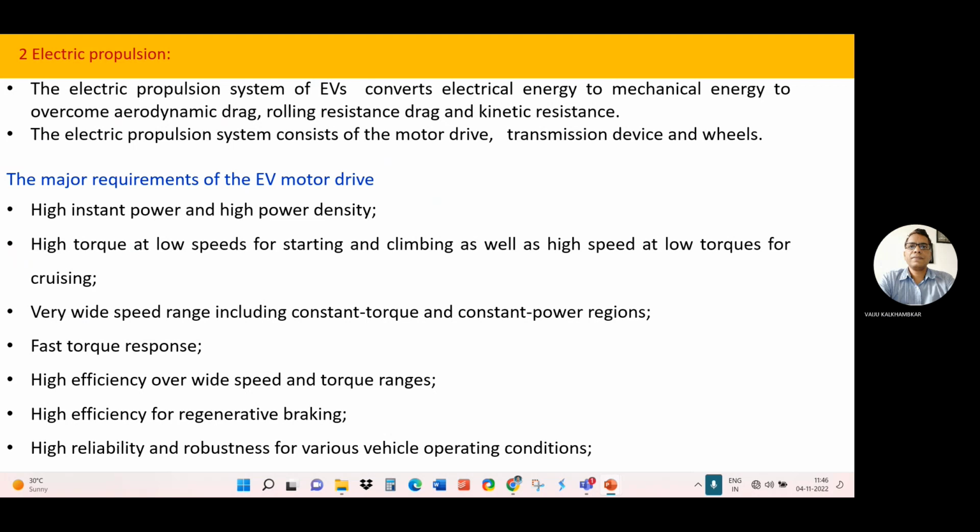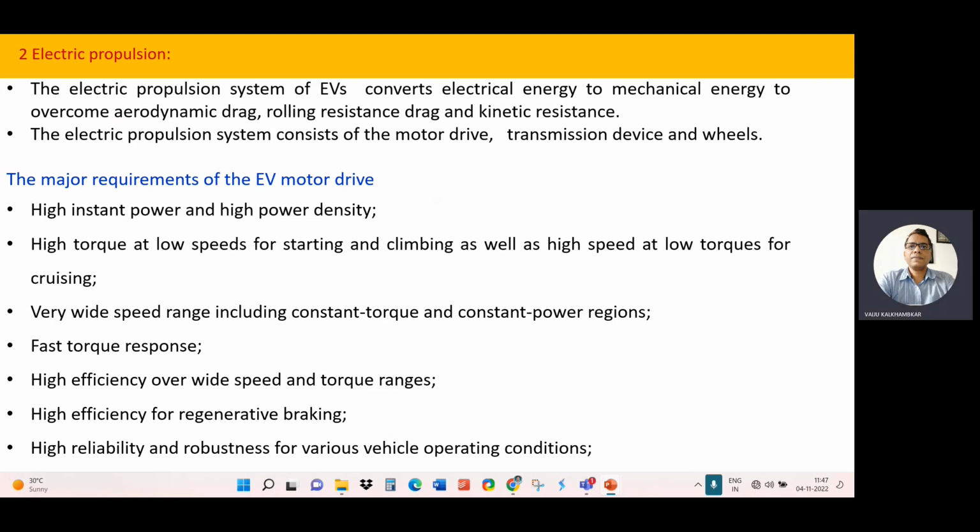These are the major components of the electric propulsion system, that is motor drive, transmission device, and wheels. If you see, the major requirements of the electric vehicle motor drive are high instant power and high power density. So the drive should give high instant power, quick instant power, and the required power density. High power density will basically reduce the size of the drive.